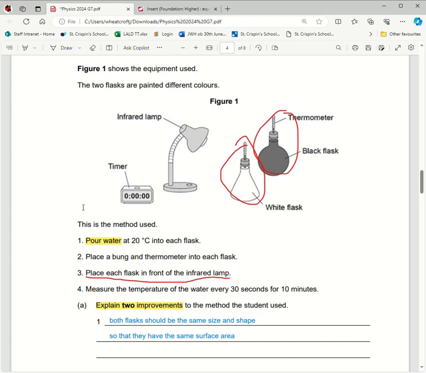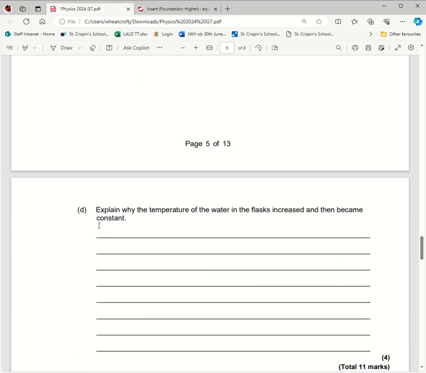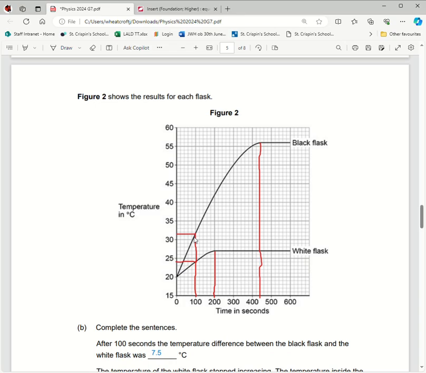And it's the relative difference between the absorption and the emission of this infrared that causes the flasks to either heat up, cool down, or even stay the same temperature. So here, and again, I'm going to leave the graph on the screen just to help us with this question. If the question is asking us to explain why the temperature increased and then became constant, well, it's increasing at the beginning because the absorption of infrared is greater than the emission of infrared.